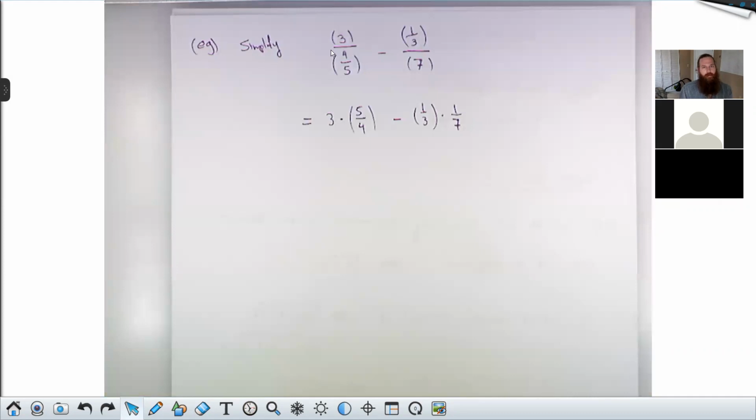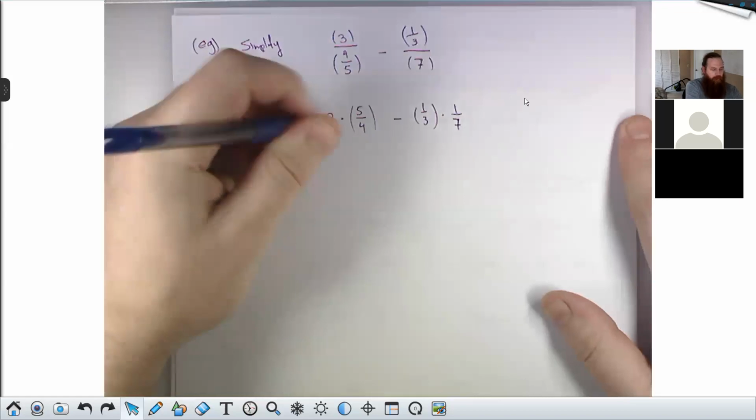So recognize the longer fraction bar as a grouping symbol, and then put the individual numerator and denominator in parentheses, even if they are themselves fractions. That little intermediate step of putting in these parens can save a lot of headaches. From here, the 3 is the same as 3 over 1. I would multiply straight across.